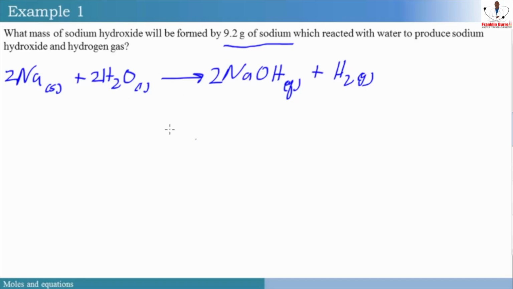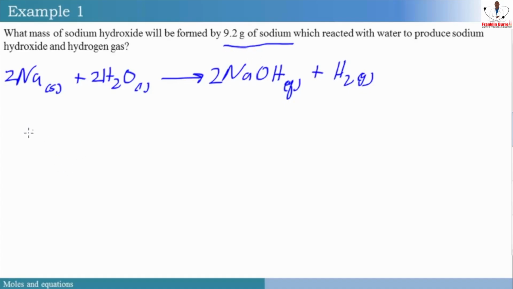Now that we have our balanced equation, the next step is to convert the units of a given substance. In this case, it is 9.2 grams of sodium. So we're going to convert the units of the given substance in the question, which is sodium here. And we're going to convert this mass of sodium into moles of sodium.